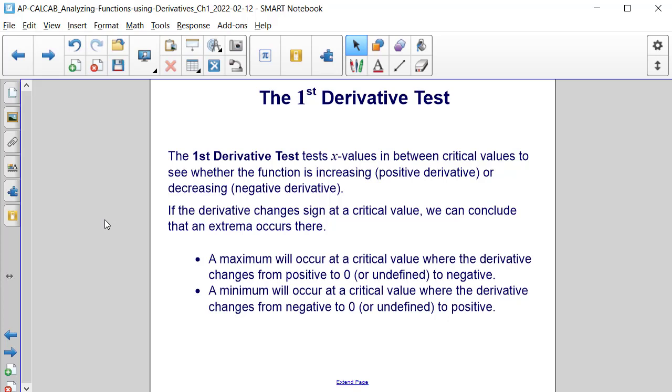A maximum will occur at a critical value where the derivative changes from positive to 0 or undefined, if it's a corner or cusp, for example, to negative. A minimum will occur at a critical value where the derivative changes from negative to 0 or undefined, if you have a corner or cusp, for example, to positive.